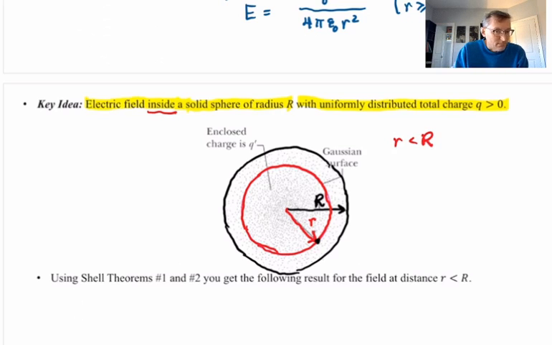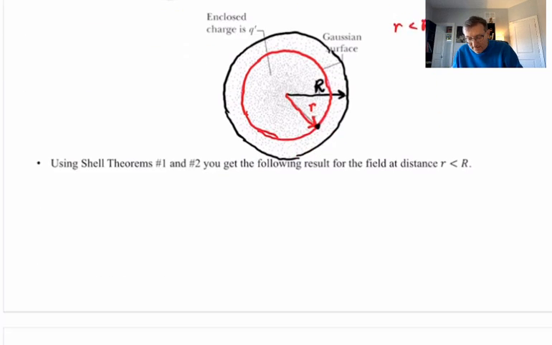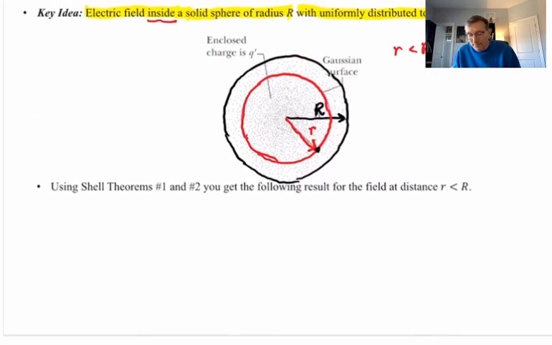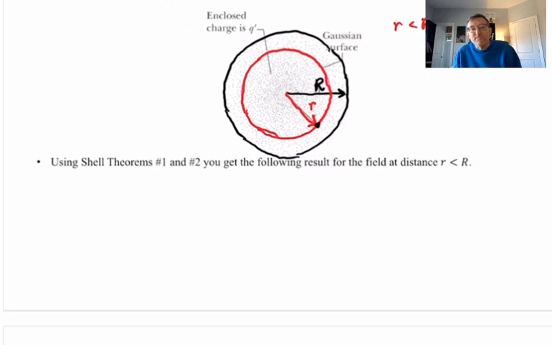All right, how are we going to do it? We're going to use shell theorems 1 and 2, as it says there in the next bullet point. Using shell theorems 1 and 2, we're going to get the result for the electric field at E, at r, little r less than big R.